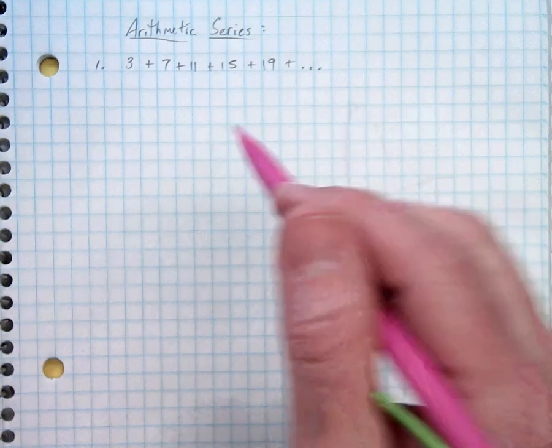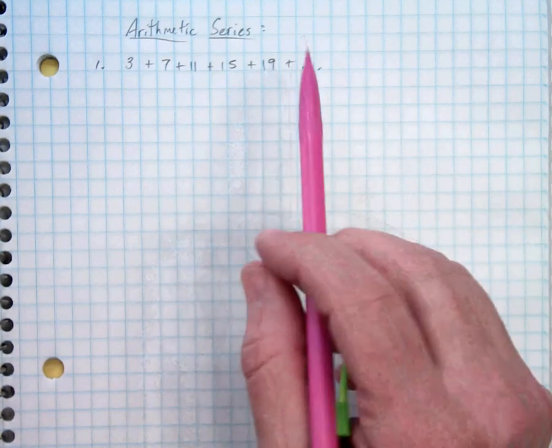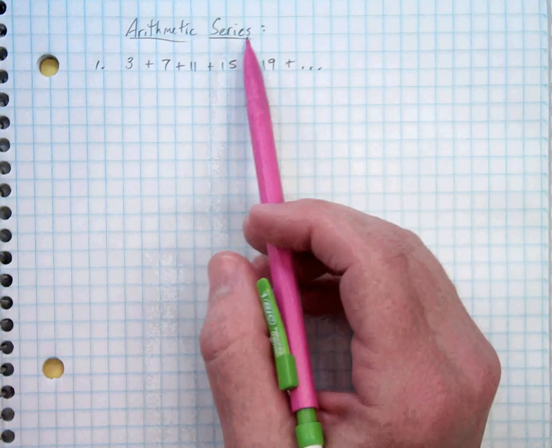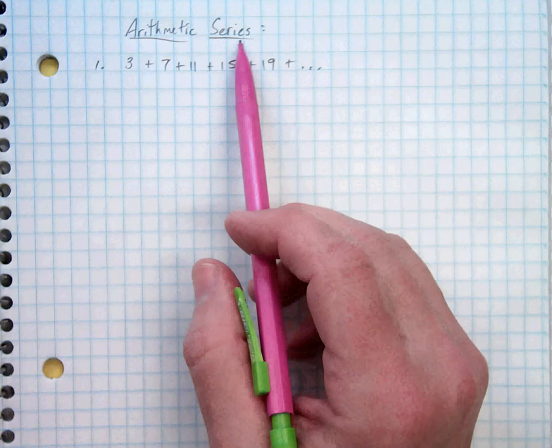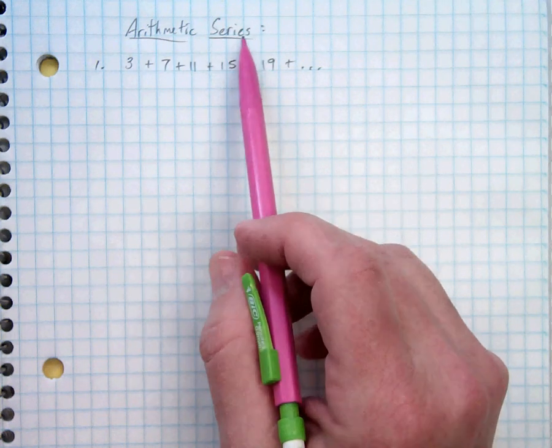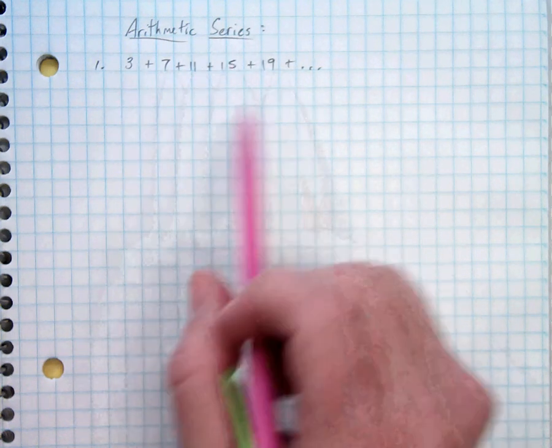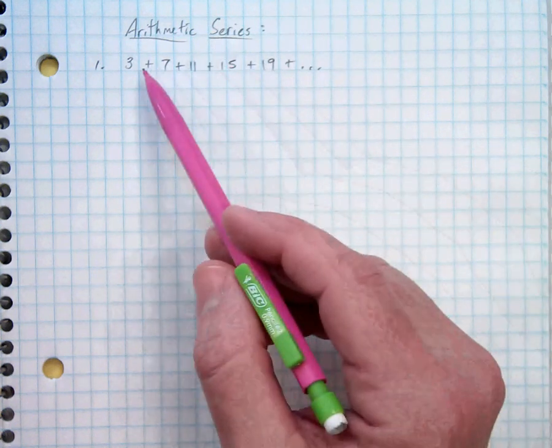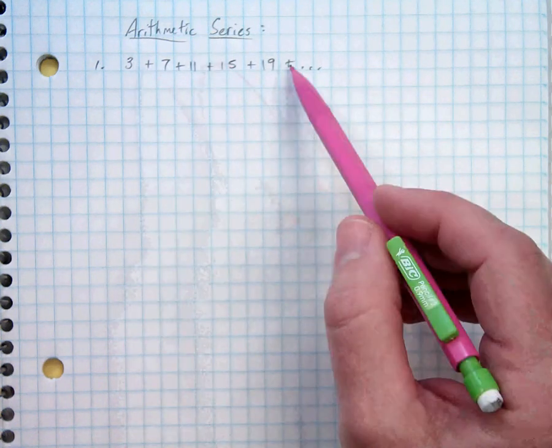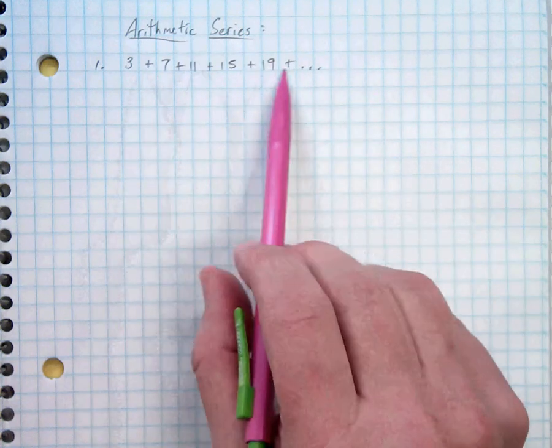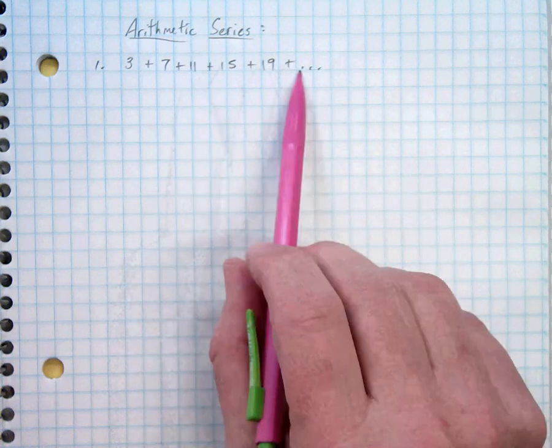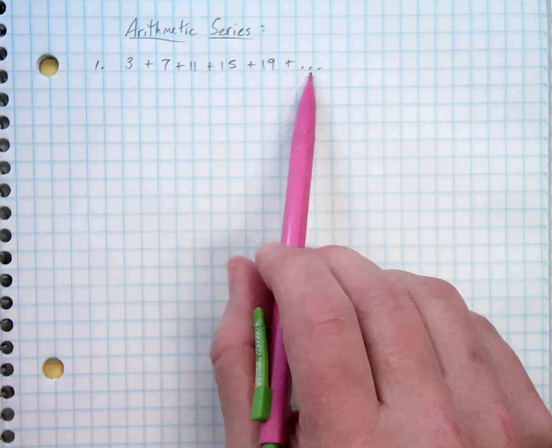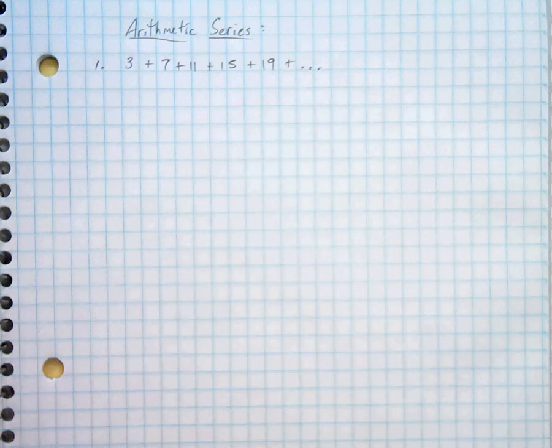Alright, welcome back. In this video we're going to talk about arithmetic series. A series, as we already discussed in an earlier video, is the sum of the numbers in a sequence. You can have a finite series where you just add up a few of the numbers, or in this case you could have an infinite series, right? So the ellipses right here tell us that it's just going to go on forever.